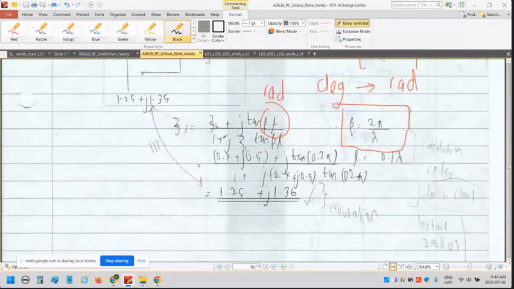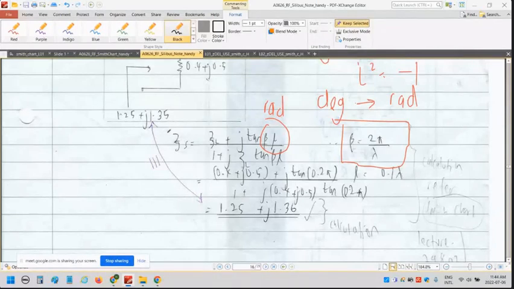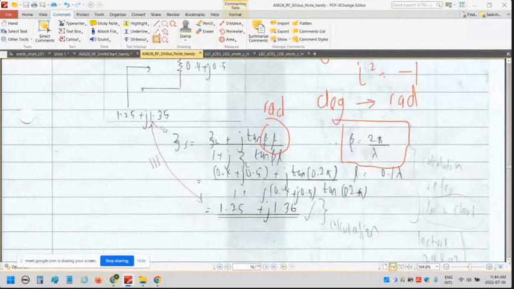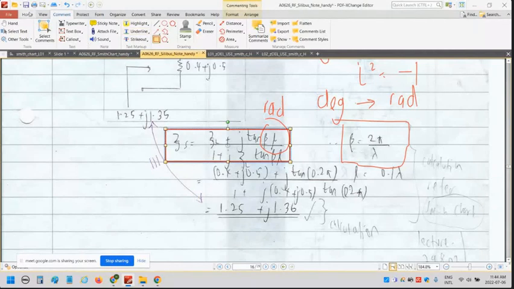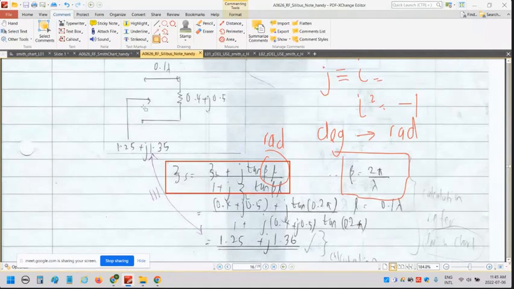You should memorize this formula. This formula is very important. You should write it down in your lecture note. Given L, you can measure ZS with the distance 0.1 lambda. You know that the value is 1.25 plus j1.35, or 1.36 I can say.